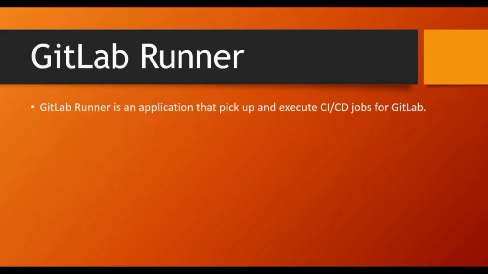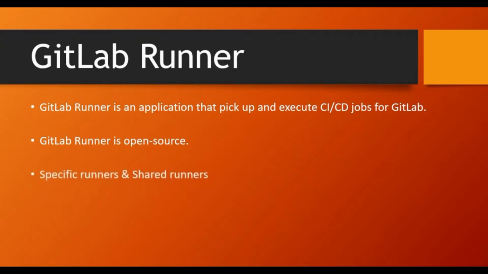GitLab Runner is an application that picks up and executes the CI/CD jobs which you run on GitLab. You can compare this to Jenkins. If you have used Jenkins, you may have seen Jenkins nodes, where you run the jobs from Jenkins. In a similar way, you can consider GitLab Runner a place where you run the jobs. You set it up as an application on the machine which you want to act as a host to run the job. It's an open source component.